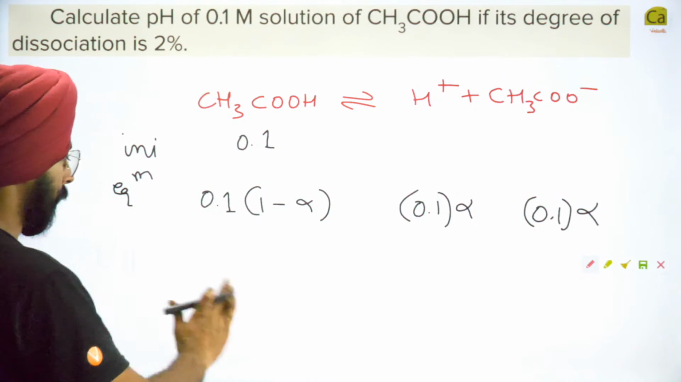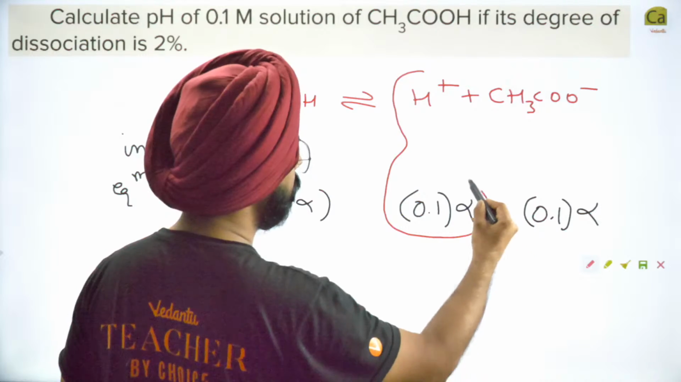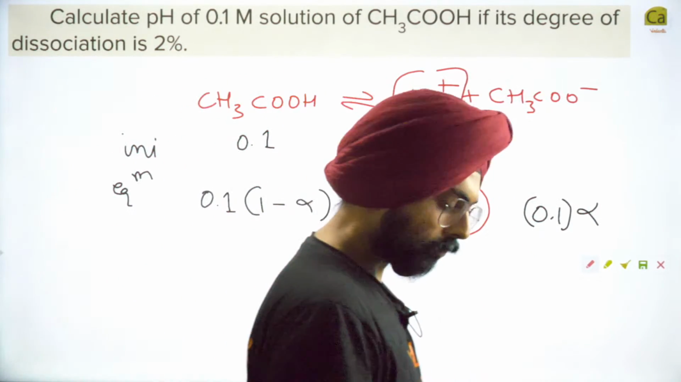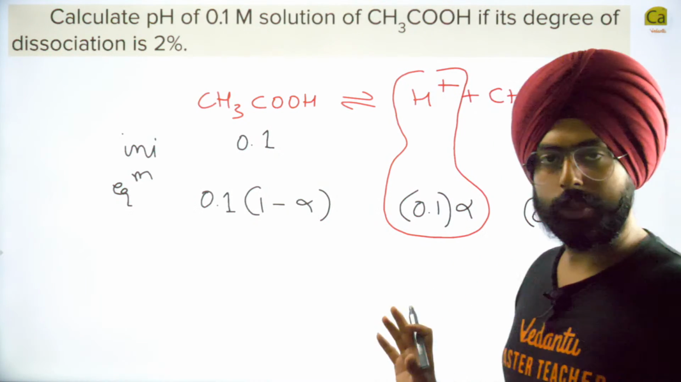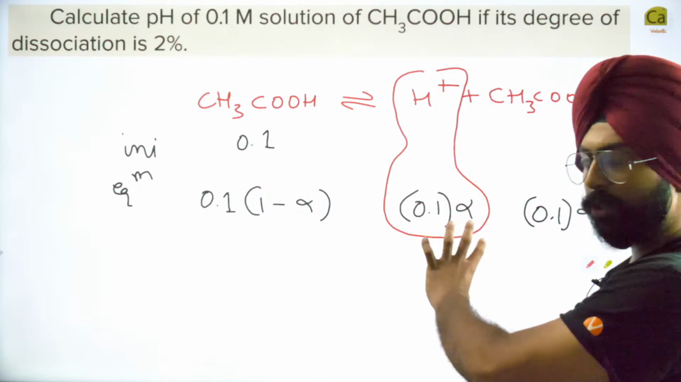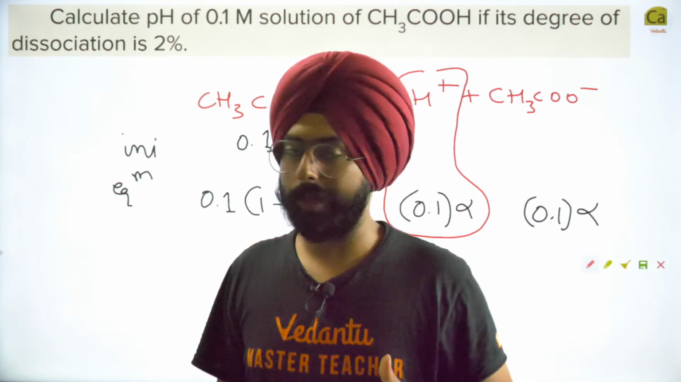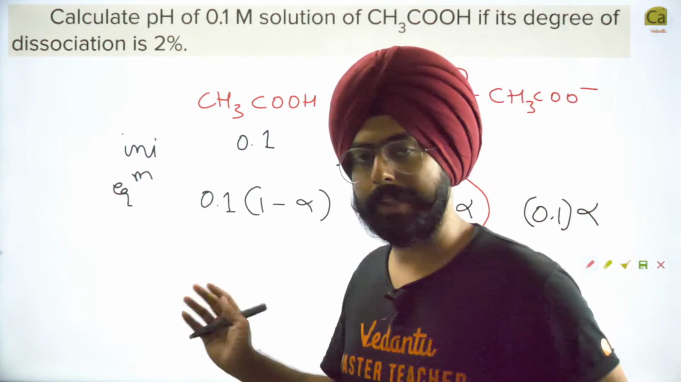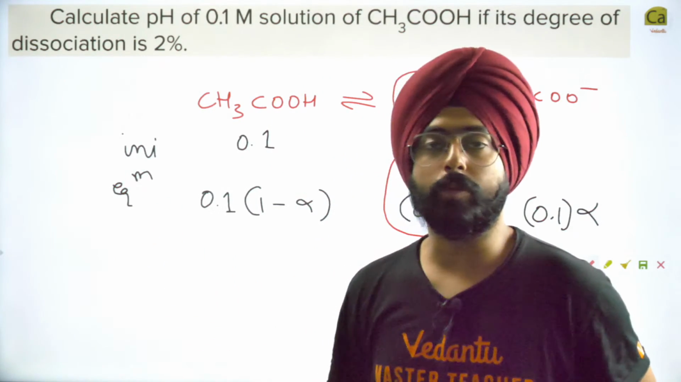Actually, you don't need to calculate the K equilibrium because the H positive concentration is 0.1 times alpha. Yes, that's what it is. H positive concentration is 0.1 alpha. Now let us check if this H positive concentration is considerably higher than 10 to the power minus 7. We don't need to consider water. If this is much lesser than 10 to the power minus 7 or comparable to 10 to the power minus 7, then we will need to consider the contribution of water as well.